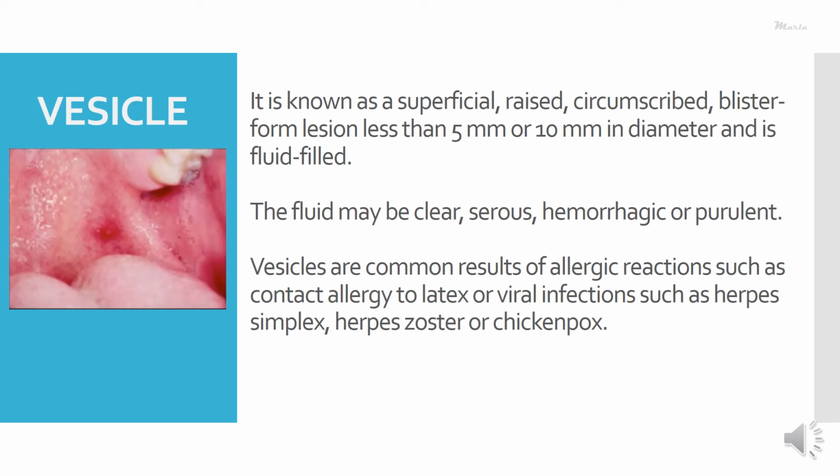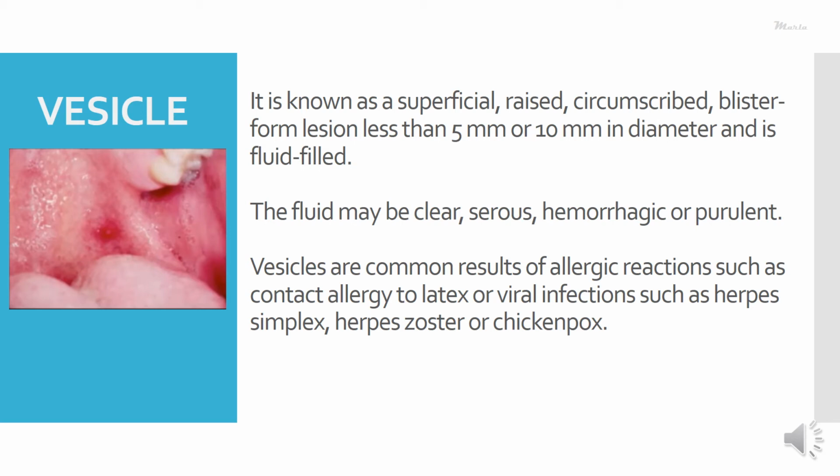It's a fluid-filled sac-like area. So these are superficial, raised, circumscribed blister-form lesions that are generally 5 mm or 10 mm in diameter and are fluid filled. You can see here numerous small pinpoint fluid-filled spaces on the palate and the buccal mucosa. These will be generally less than 1 cm in diameter. The fluid present within these vesicles may be clear, serous, hemorrhagic or purulent.